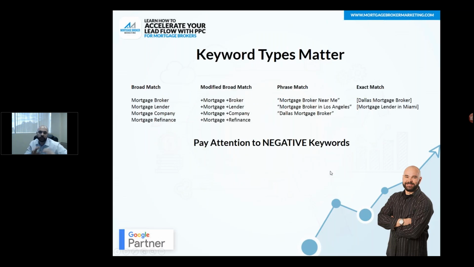Now, the important thing about keywords is that there are different ways to set the keywords up in your campaign. You've got broad match keywords, modified broad match, phrase match, and exact match. A little bit about each one of these. Broad match is what it would look like if you just put mortgage broker, without a plus sign or quotes around it. That means you would be showing up for anything closely related to mortgage broker.